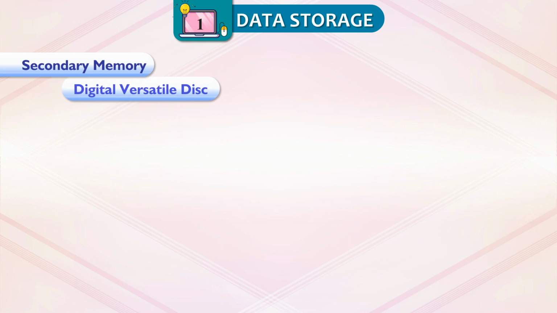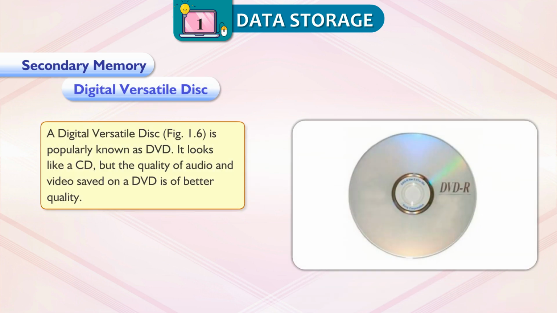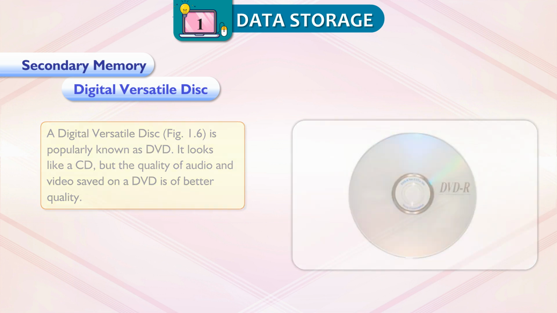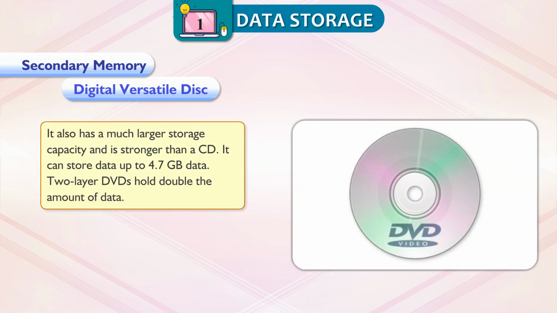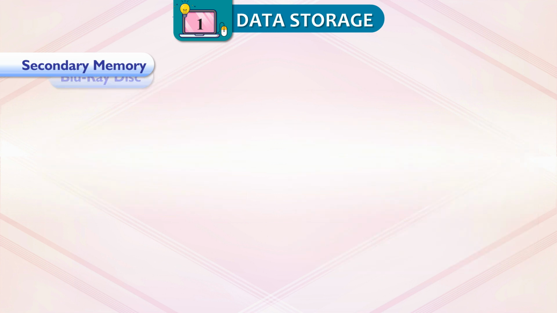Digital versatile disk. A digital versatile disk, refer to figure 1.6, is popularly known as DVD. It looks like a CD, but the audio and video saved on a DVD are of better quality. It also has a much larger storage capacity and is stronger than a CD. It can store up to 4.7 GB data. Two-layer DVDs hold double the amount of data.